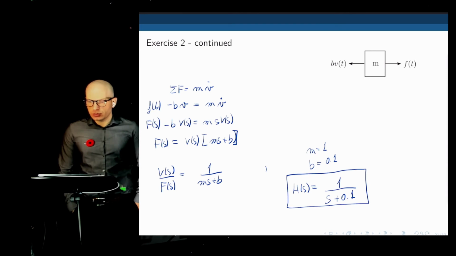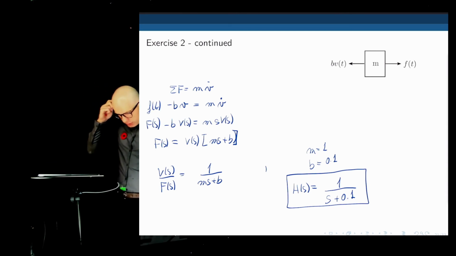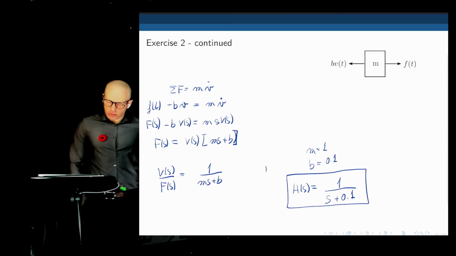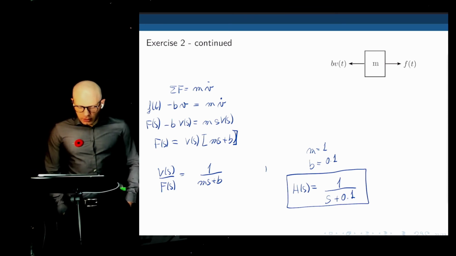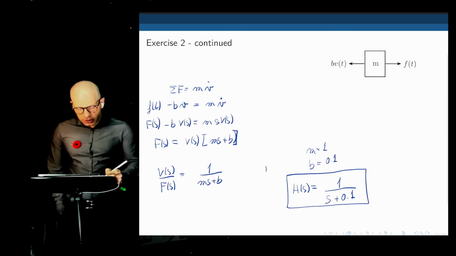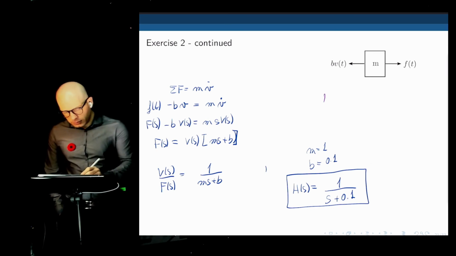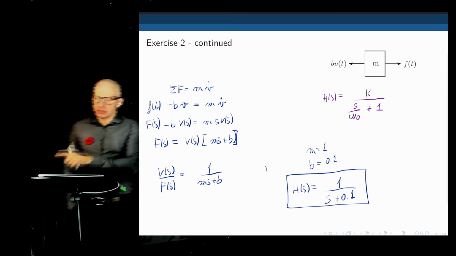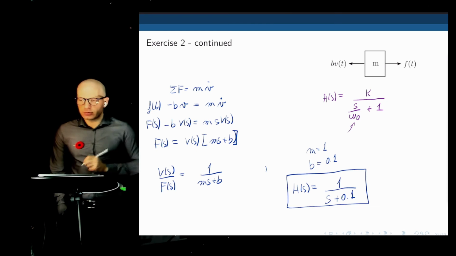Looks good. Okay. So you have 1 over s plus 0.1. And now we need to write this expression in the form of a constant divided by s over omega 0 plus 1. If you remember the standard form, this is our cutoff frequency right there.